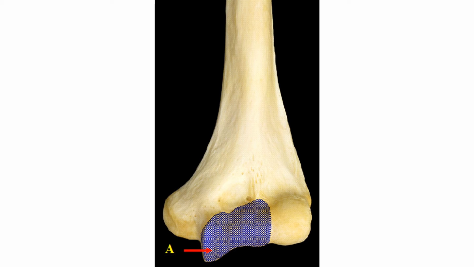Do you know what is this structure marked blue with dots? Well, let us start analysis. It is the lower end of the humerus, and it is not on one side or the other. It is in the middle, and it has two elevated margins and a depression in the middle. So this is the trochlea.